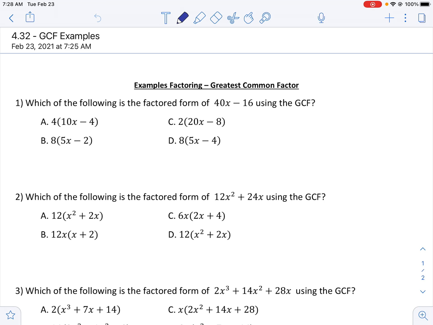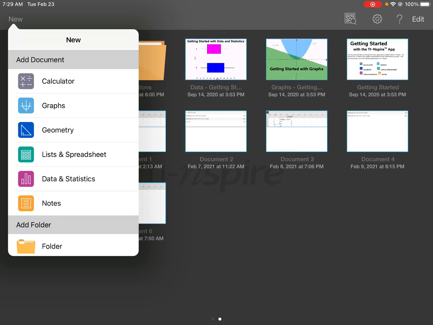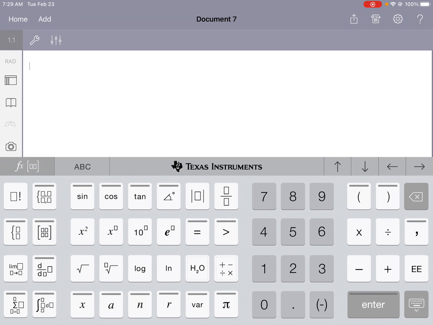using the GCF? So GCF again is the greatest common factor, which means we want it to be the biggest number. So what we're going to do is we're going to look at the biggest number, 8, and we're going to see if 8 goes into 40 and 16. So how we do that is we go to our calculator, and we're just going to do 40 divided by 8. If we get a whole number, like 5, that means it works perfect. Okay, then I take 16, I divide it by 8.